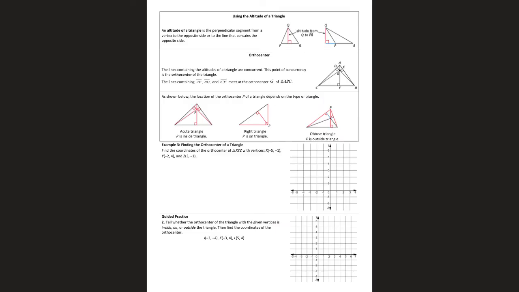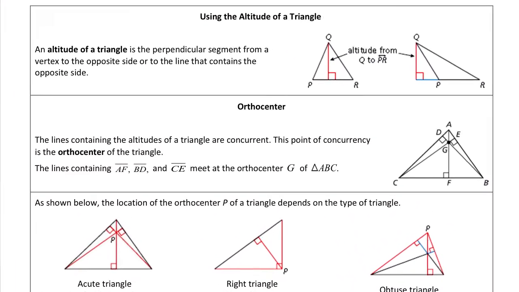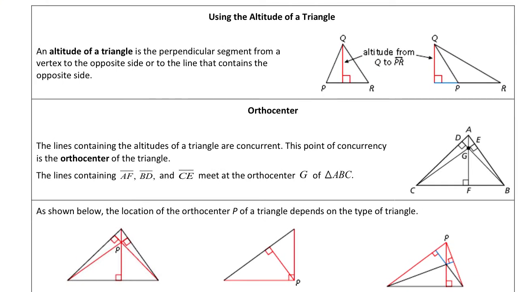So I'm going to fix this image, make this slide a little bit bigger, and we're going to talk about how to use an altitude of a triangle. Coming back to the vocabulary, an altitude of a triangle connects a vertex to the opposite side, but it's got to be a perpendicular segment. So if I have an acute triangle, my altitude is on the inside.